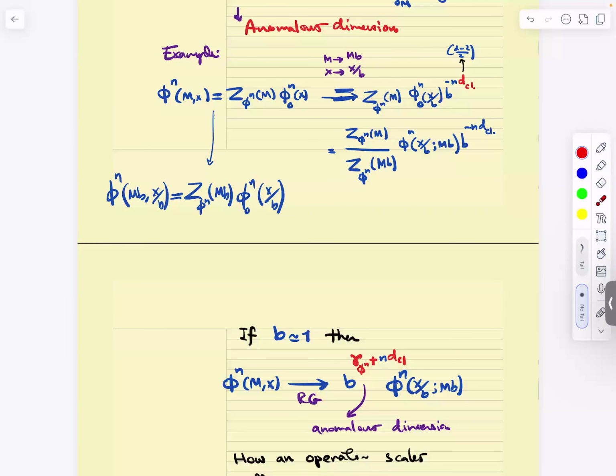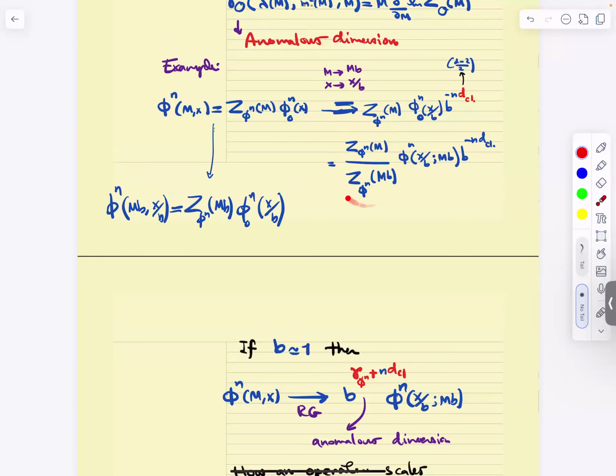So last step, take b to be very close to 1. Right? What do you obtain? You obtain this term is the only thing that matters. And in the limit of b going to 1, this will transform as, well, sorry, there is this b to the power minus n d classical that will appear. Anyway, you repackage this as b to the power of gamma of phi^n plus n d classical. So whatever this power is, you call it n d classical. I think there's an overall minus sign I'm missing.